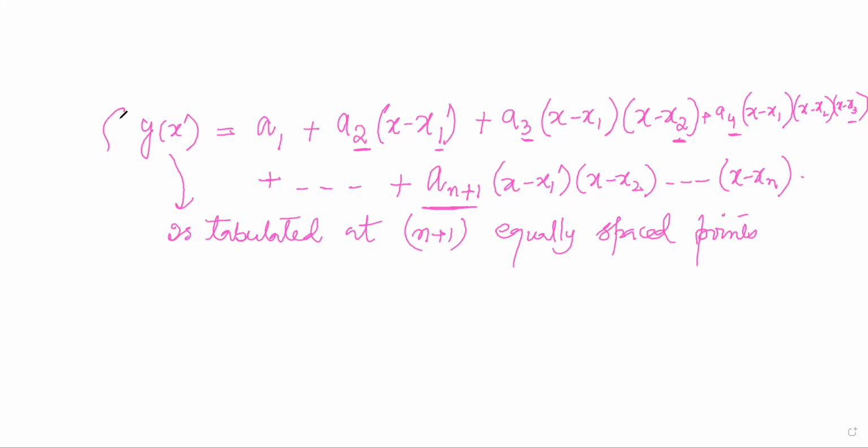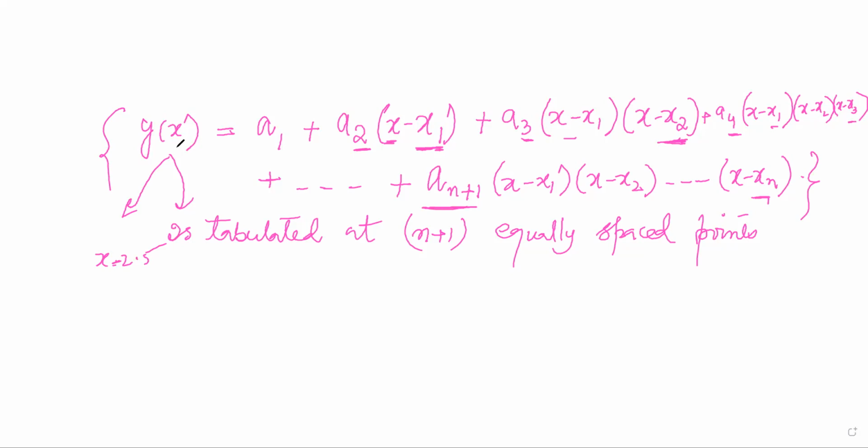Let's say that y of x is equal to a1 plus a2, and so on. This is the Newton's forward difference interpolation polynomial. Here x1 is the given value of x1, this is the given value of x2, this is the given value of x3, and this is the given value of xn. So we have to find the value of y at some other value of x, say, for example, as I was telling in the previous example, x is equal to 2.5. As we substitute x is equal to 2.5 here, we should be able to obtain the value of y.